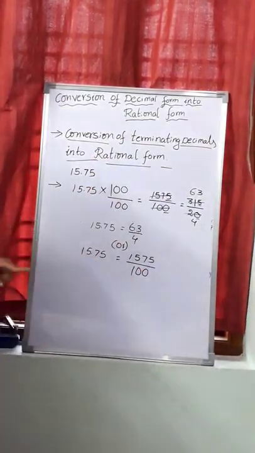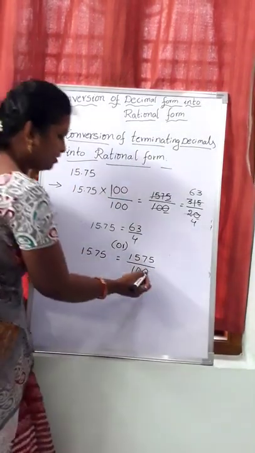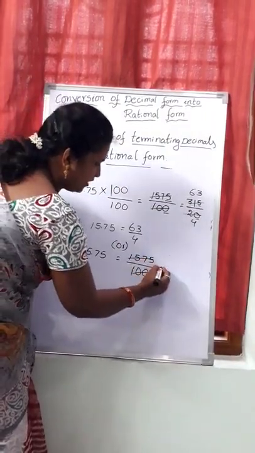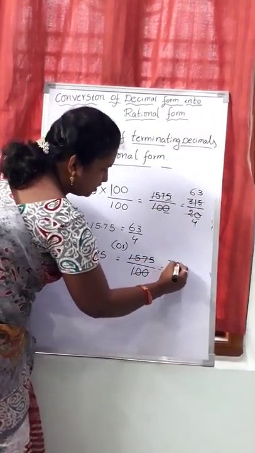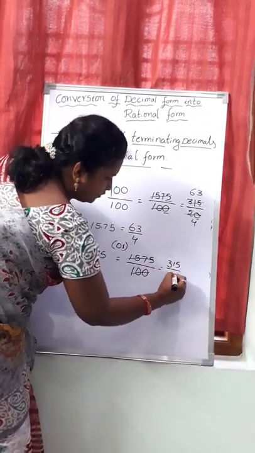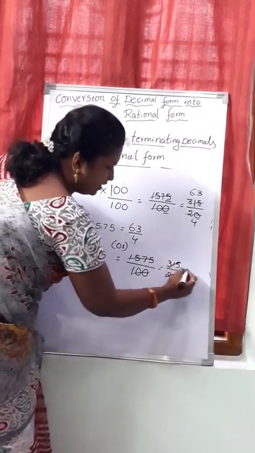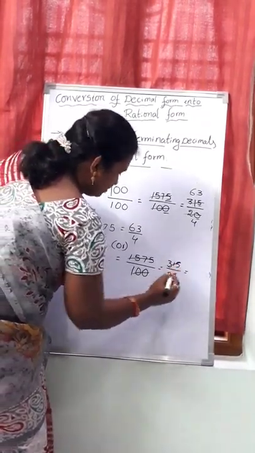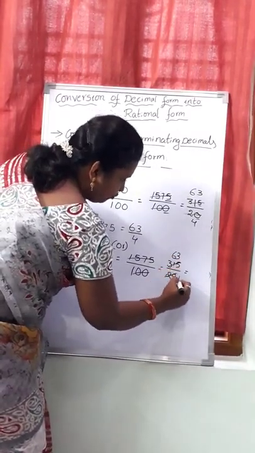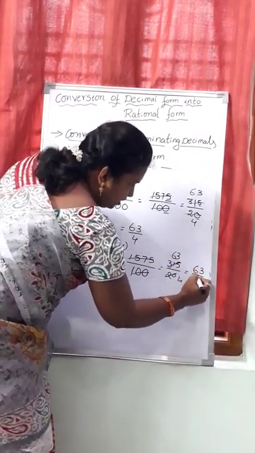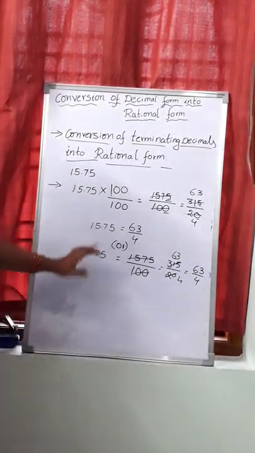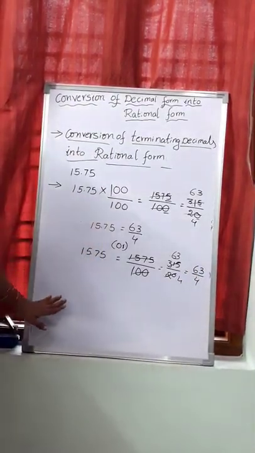Is it correct or not? This is the simplest way. Okay, so once again the procedure is the same. We have to do the cancellation with the 5 table, then we will get 315 by 20, and once again we can do the cancellation with the 5 table, that is we will get 63 by 4. So in these 2 methods we can follow any of the methods, whichever you feel is very easy.